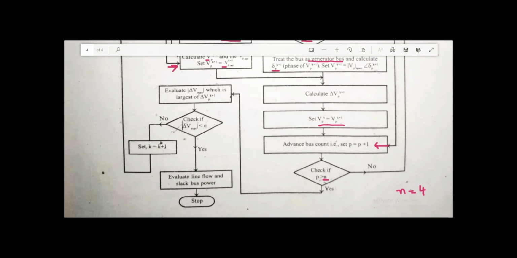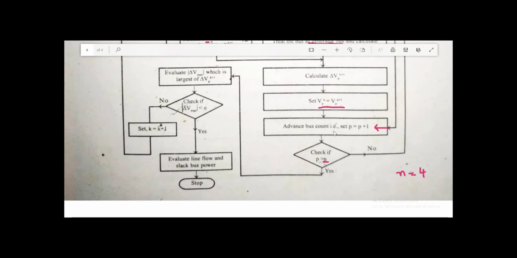After this is done, what will you do? Again, you'll be calculating the difference in the voltage. You'll be setting the voltage. Again, here the bus count becomes equal to 5. Now you'll be checking whether 5 is greater than 4. Yes, 5 is now greater than 4, so you will not be moving this path. You will be moving this path because you have met that terminating criterion.